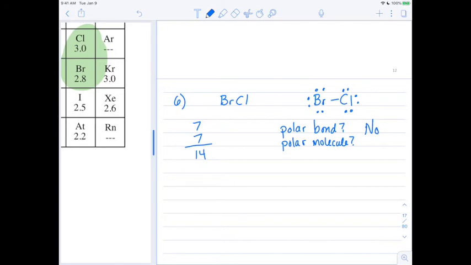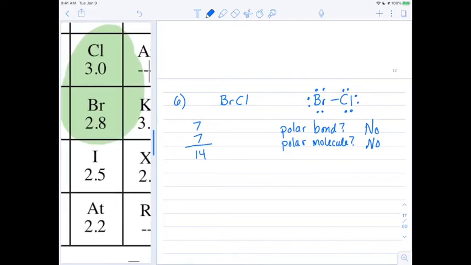All right, so I'm going to say that this is a nonpolar molecule. So the atoms aren't the same, but they are extremely similar. So similar that, again, they only have a 0.2 difference in electronegativity. So they are linear, which is a symmetrical shape, and very close in electronegativity. So any questions on number 6 here?